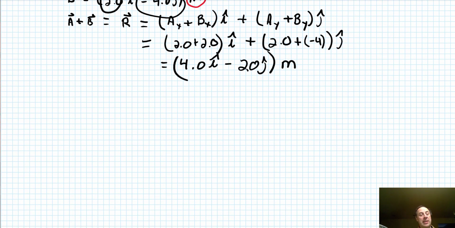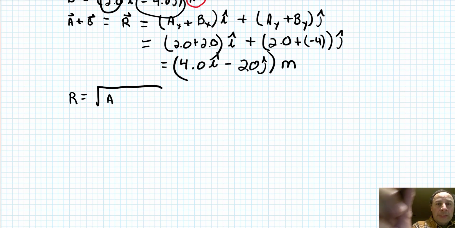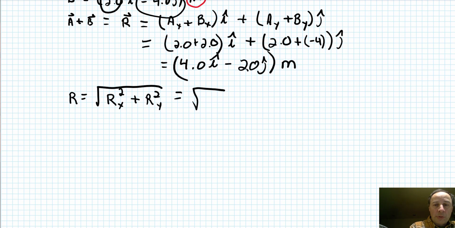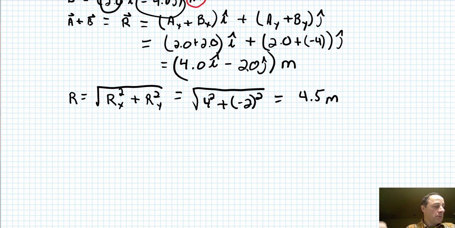Now you might be asked to convert that, they want this in terms of magnitude and direction. So remember, the magnitude of the resultant is going to be R, the resultant in the x direction squared, plus the resultant in the y direction squared. So that's going to be the square root of 4 squared plus minus 2 squared. Ends up being 4.5 meters.